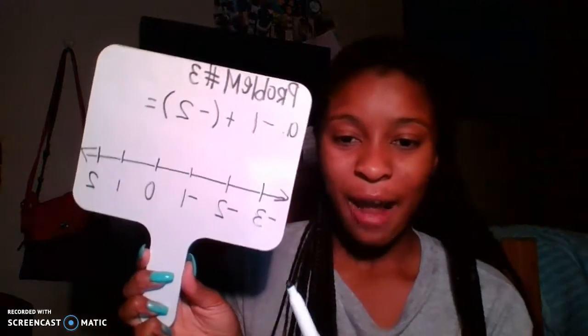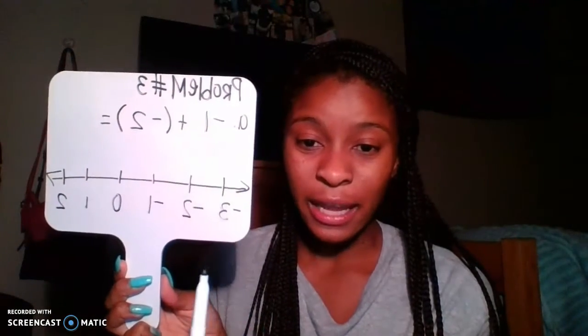So, portion A is negative 1 plus negative 2, and this is how I wrote the equation, okay? And then I'm just going to draw the number line on my whiteboard. As shown on my dry erase board, I wrote some points. So this is negative 3, negative 2, negative 1, 0, positive 1, and positive 2.